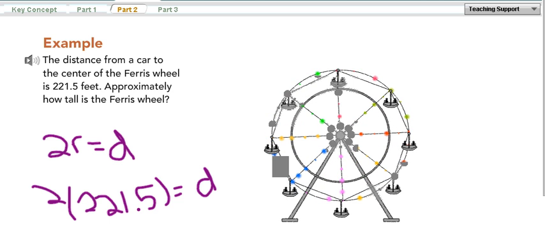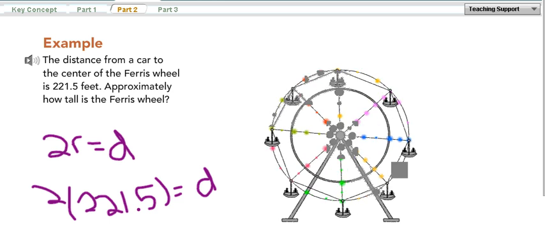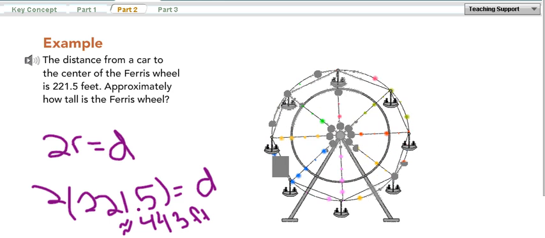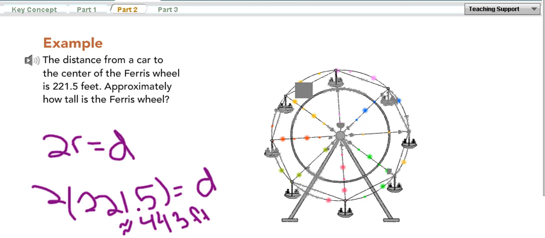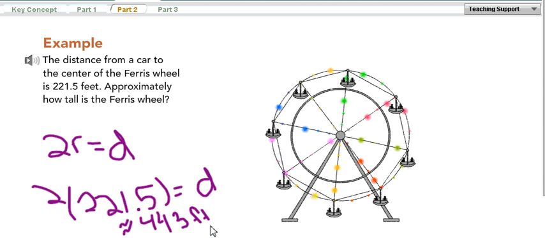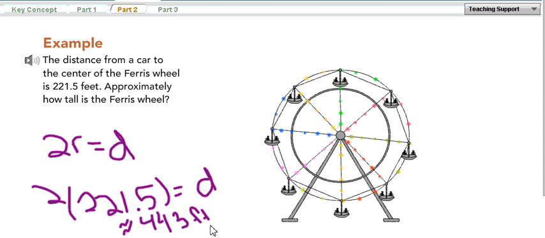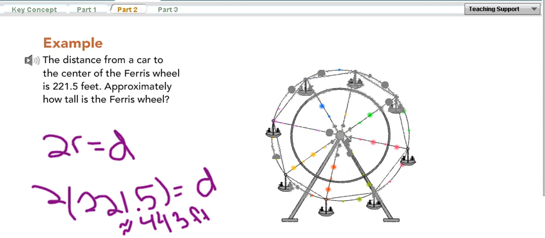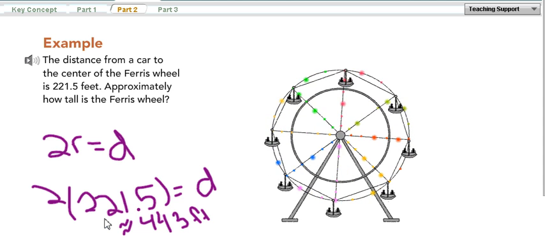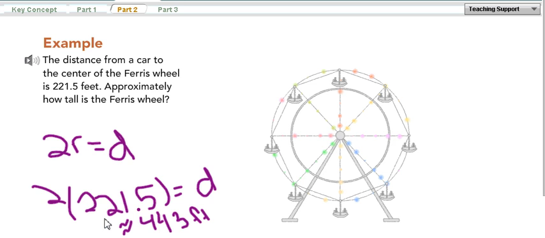What does 2 times 221.5 actually equal? Okay, so ladies and gentlemen, that's going to be approximately 443 feet. We're not accounting from the ground all the way up, but it is an approximation that we can get using the radius. 2 radius equals 1 diameter to get the approximate.